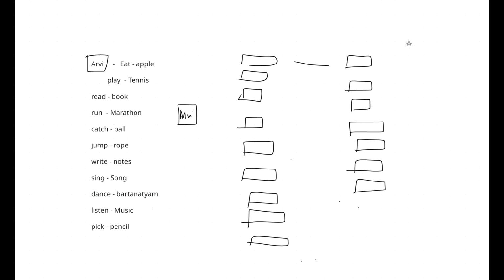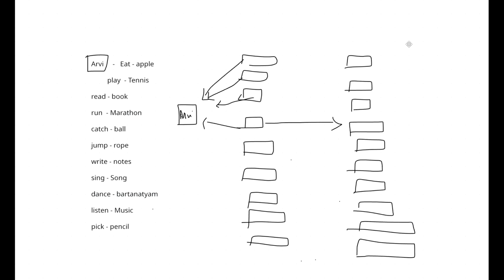And what does she do? She eats an apple, she plays tennis, she reads a book, she runs a marathon, she catches the ball, she jumps on the rope, she writes notes, she sings songs, she dances Bharatanatyam, she listens to music, so many things. Now, who eats? It's RV. Who plays? It's RV. Who reads? It's RV. Who runs? It's RV. What does she run? She runs a marathon.